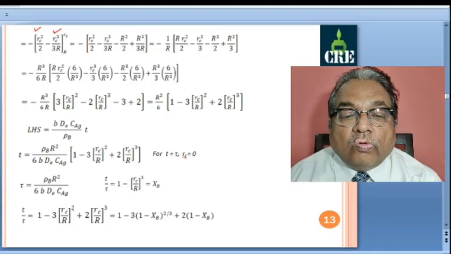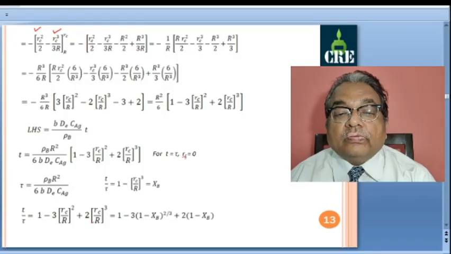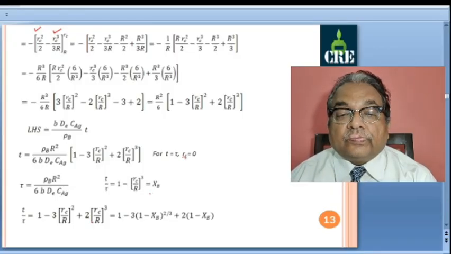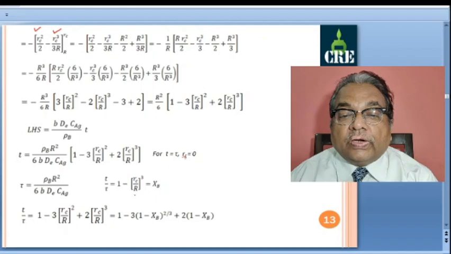So I have to replace this rc by r, here also rc by r, with xb, that is conversion of b. So we have relationship between this. Here we have square term and here we have cubic term. Where we have cubic term, there is no problem. rc by r whole cube is simply 1 minus xb. So this rc by r whole cube I have replaced by 1 minus xb. So last term I got 2 into 1 minus xb.